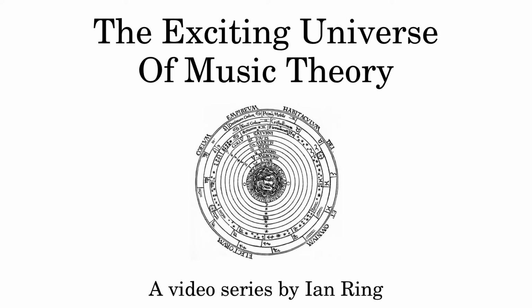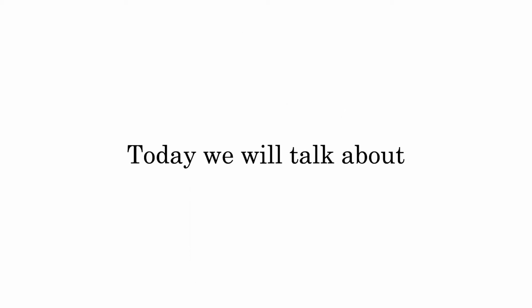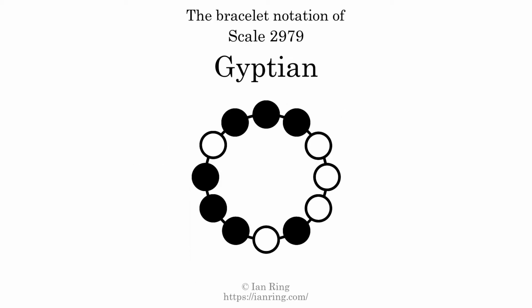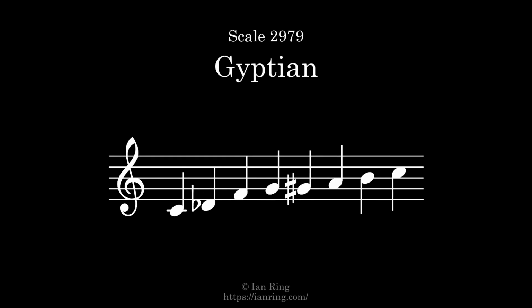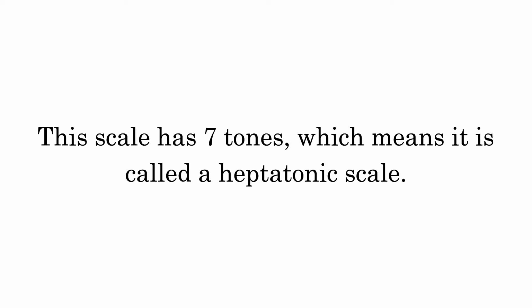Welcome to the exciting universe of music theory. Are you ready to learn? Then let's begin. Today we will talk about Scale 2979, Gyptian, which sounds like this. This scale has 7 tones, which means it is called a heptatonic scale.